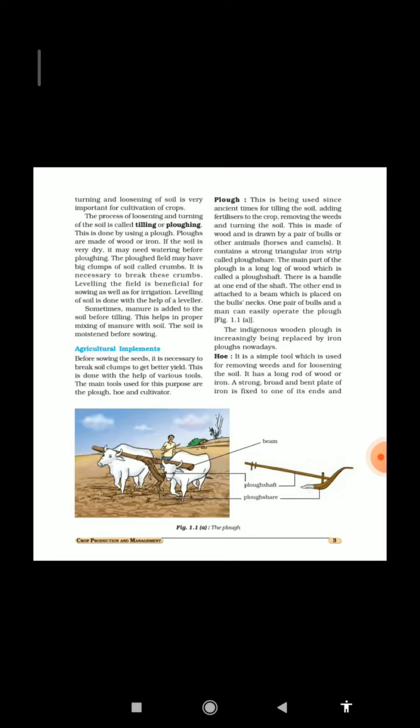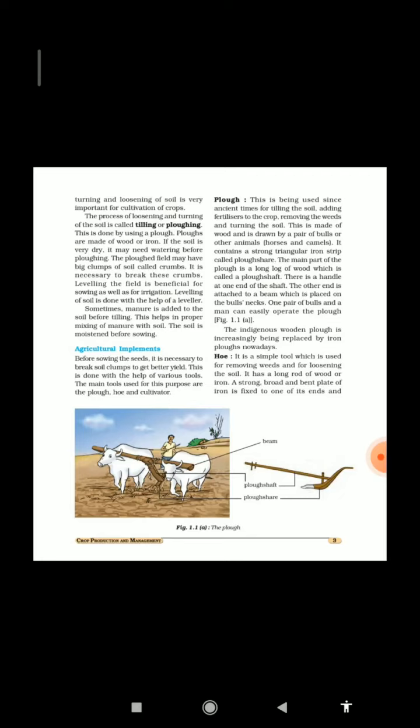and turning the soil. This is made of wood and is drawn by a pair of bulls or other animals, horses, and camels. It contains a strong triangular iron strip called plug share. The main part of the plug is a long log of wood which is called a plug shaft. There is a handle at one end of the shaft. The other end is attached to a beam which is placed on the bull's necks. One pair of bulls and a man can easily operate the plug.